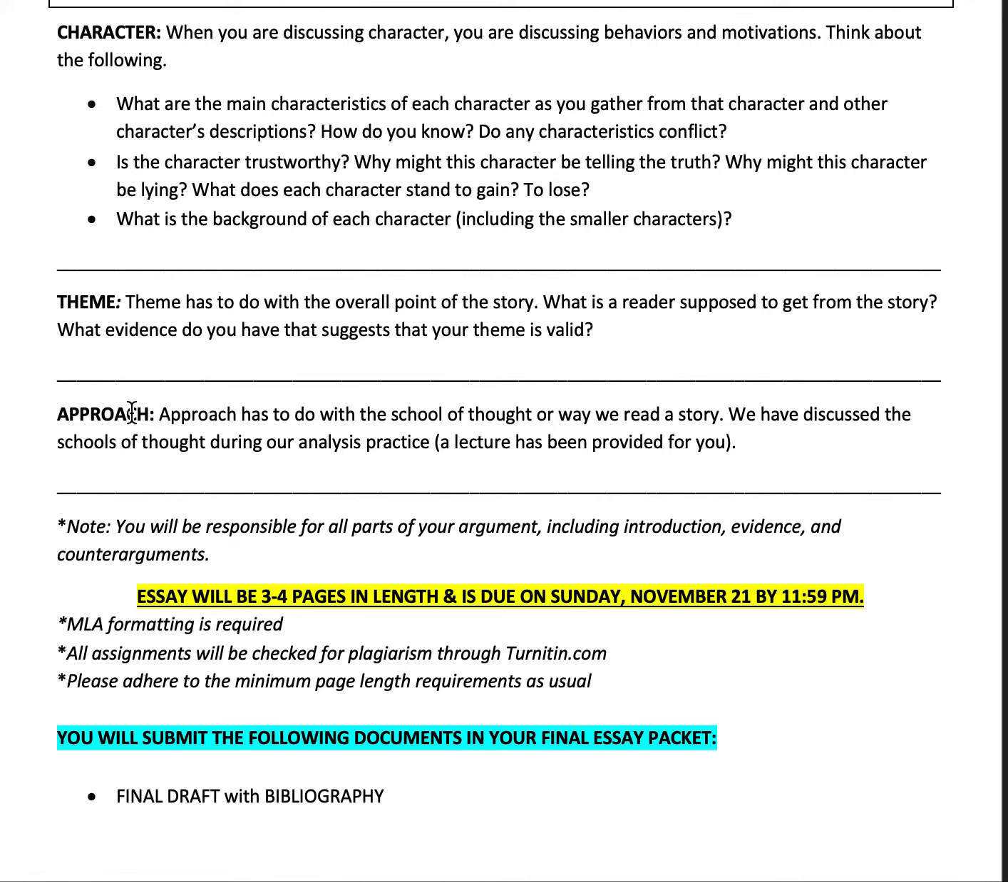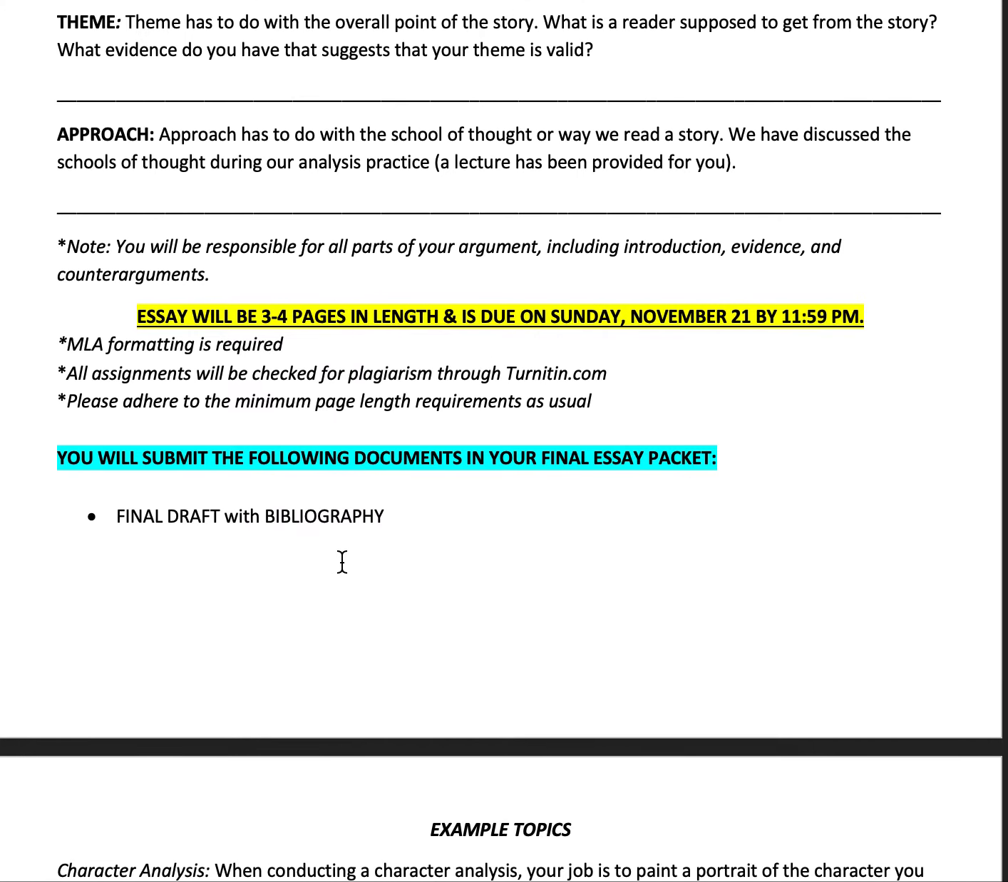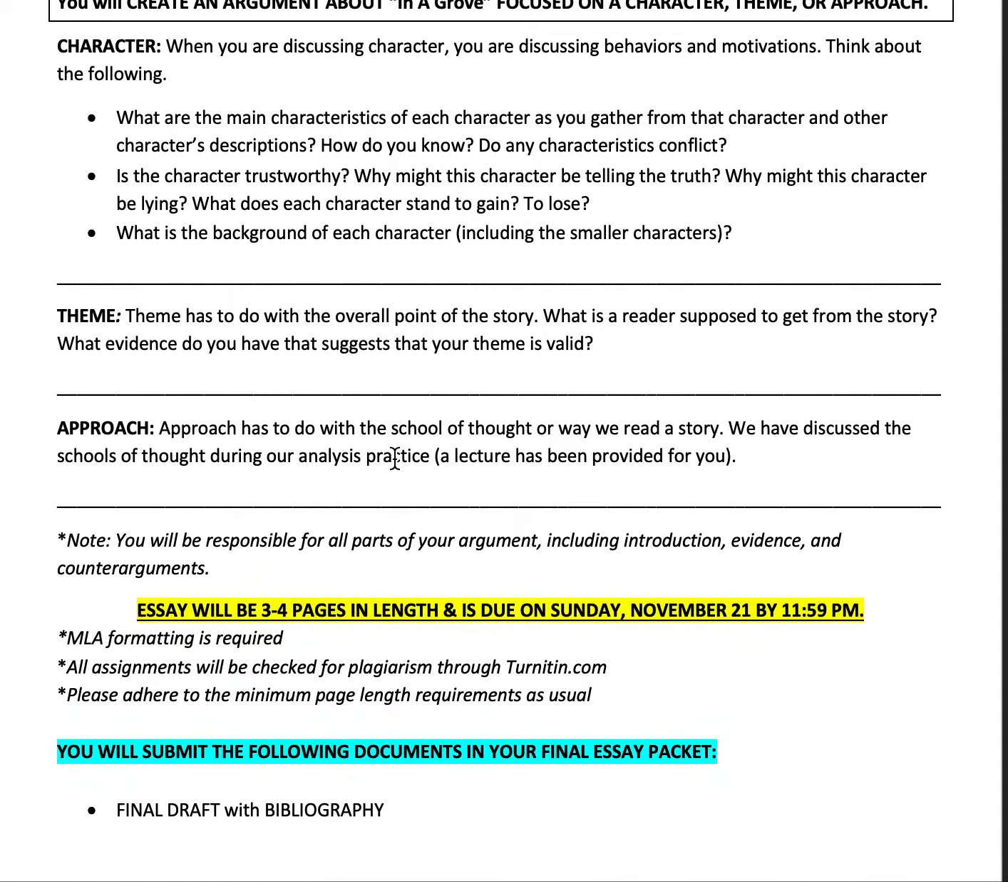This essay should have, just like any other essay, an introduction with a thesis claim, clear main ideas with evidence to support, and counter-arguments with refutations. Your essay is going to be 3 to 4 pages in length and is due on Sunday, November 21st by 11:59 p.m. MLA formatting is required. All assignments are checked for plagiarism through Turnitin, and make sure you adhere to the minimum page length requirements as well.